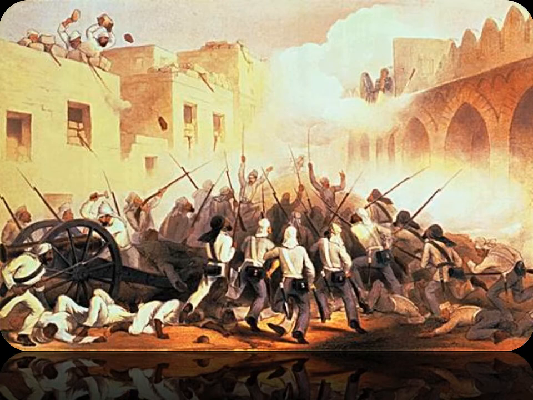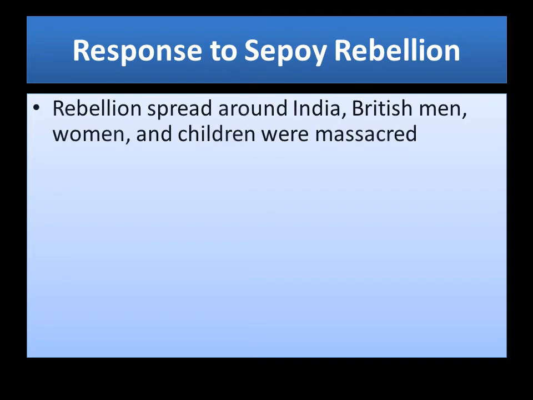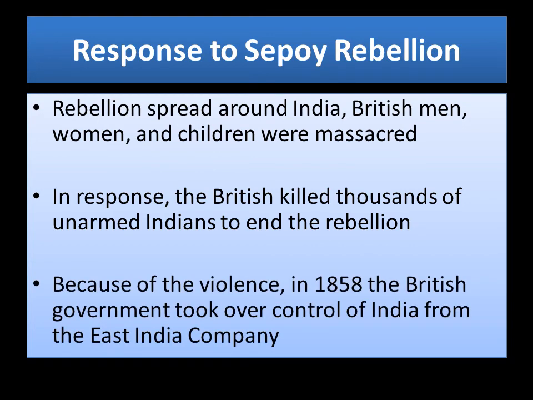And this picture is an illustration of the Sepoy Rebellion when Indian soldiers revolted against British imperial control. So the Sepoy Rebellion spread around India, and British men, women, and children were massacred. In response, the British killed thousands of unarmed Indians to end the rebellion. Because of the violence, in 1858, the British government took over control of India from the East India Company, and it was ruled as part of the formal British Empire.